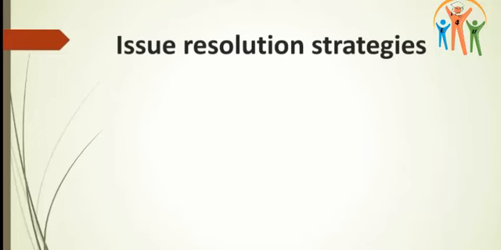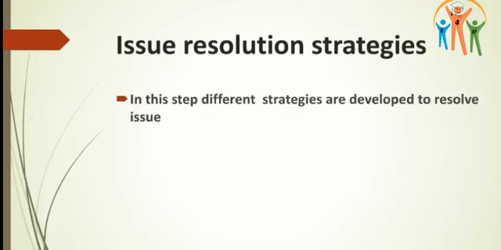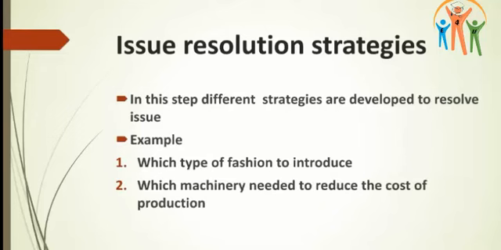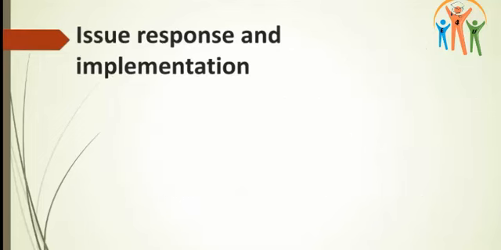Fourth stage is issue resolution strategies. In fourth step, different strategies are made on each identical problem to overcome the issue. You can see the example: which type of machinery to be used, or what kind of technology need to introduce in machinery, or what type of fashion will work better to maximize the profit and reduce the loss.